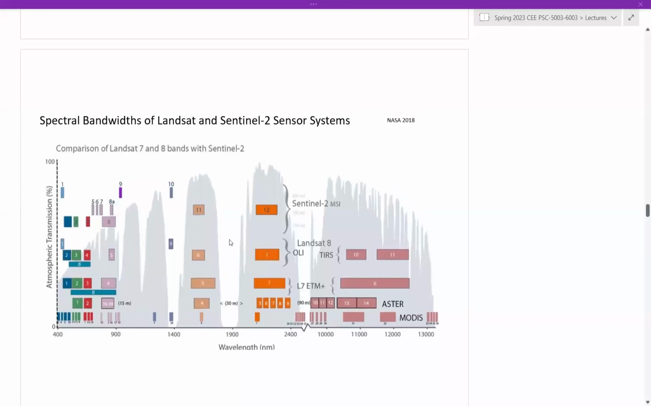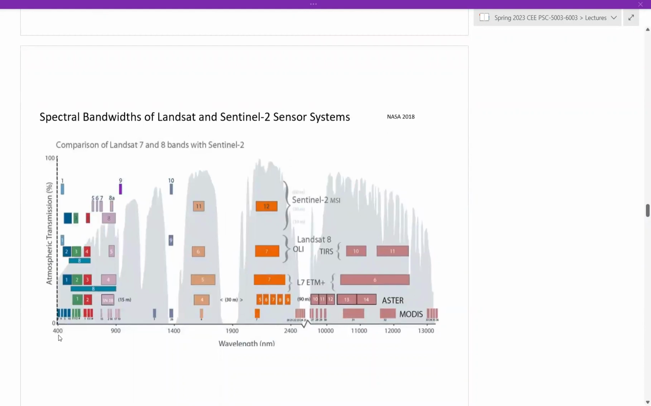So I think it's important to mention now that between 400 and 500 nanometers is called blue. From 500 to 600 is green. Let me see if I can write it here. From 400 to 500 nanometers, blue. 500 to 600 nanometers, green.